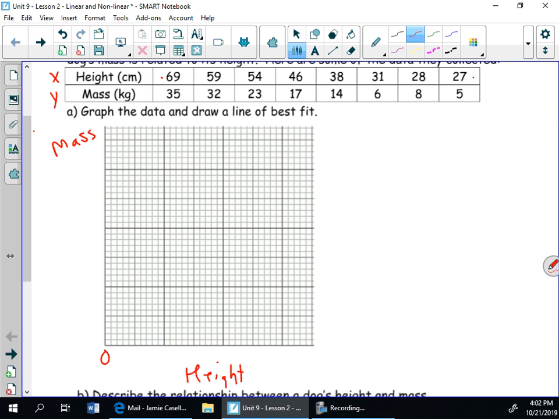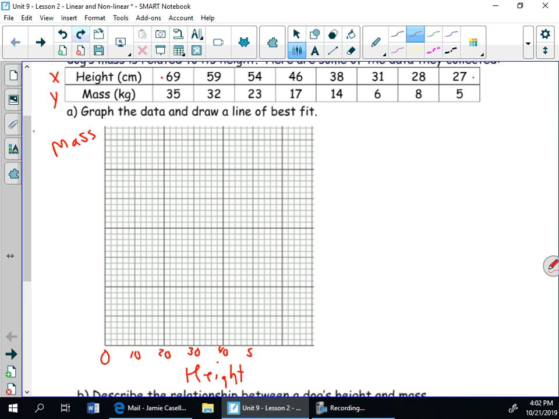So let's give this a try. How about 10, 20, 30, 40, 50, 60, and 70? That way, each one of these dashes in between is worth 2: 2, 4, 6, 8, 10. Kind of handy.